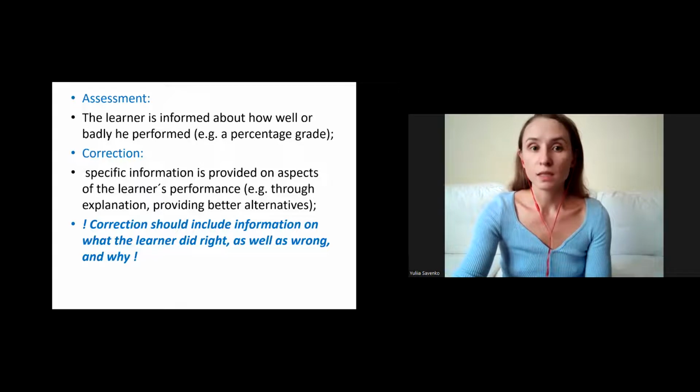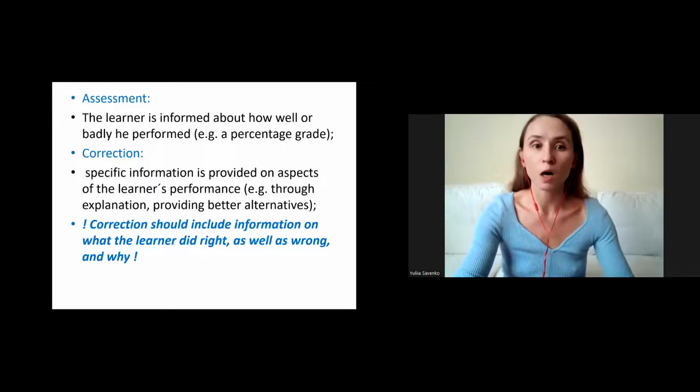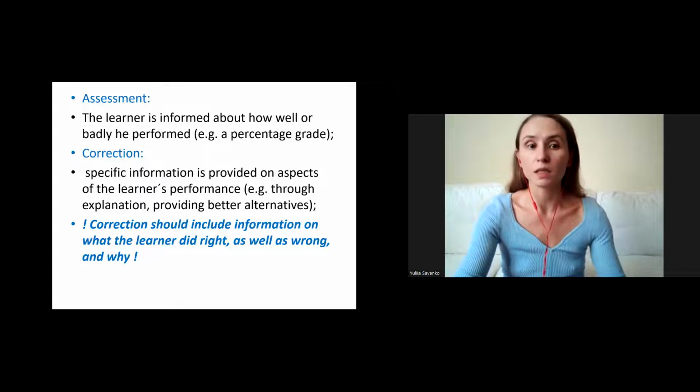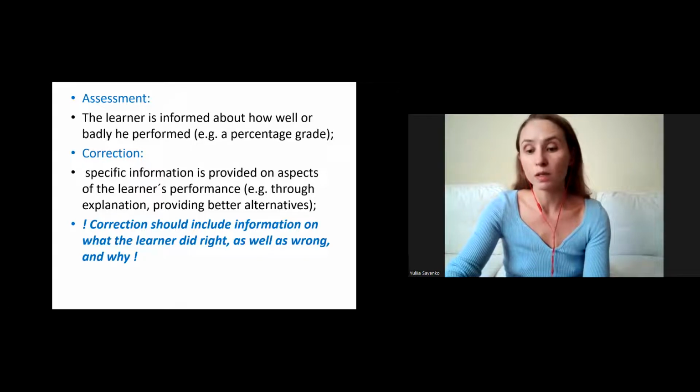So, assessment is part of error correction, where the learner is informed about how well or badly he performed, and correction is where specific information is provided on aspects of the learner's performance. Correction should include information on what the learner did right, as well as wrong, and why.